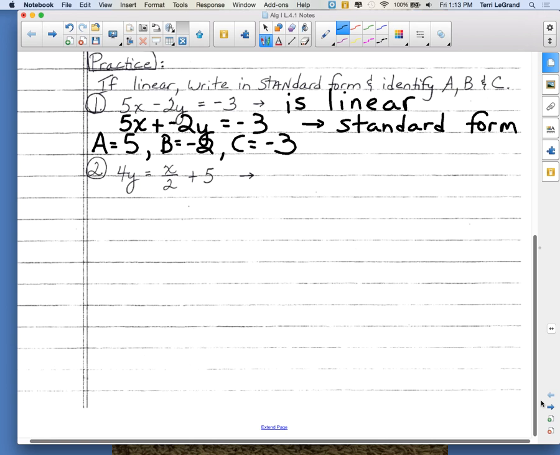Oh wait, no. Are X or Y, it didn't say does it have a denominator, that isn't what it said. It said are X or Y in a denominator? No. Are X or Y as an exponent? Is anything being taken to the X power or to the Y power? No. Is there a radical sign in this anywhere? No. This is linear also then.